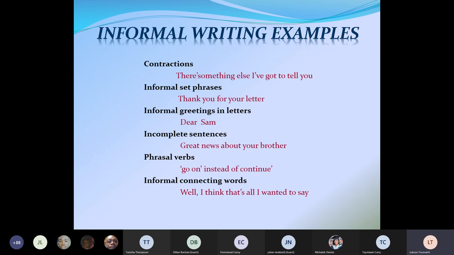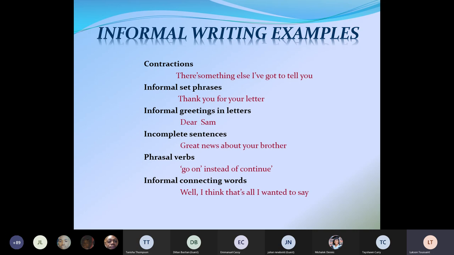This is okay when you're writing that letter to your friend. You can use these things because the relationship is not a professional relationship. So there's something else I've got to tell you, that contraction there would be okay. But if it's that formal letter, then you wouldn't want to have that there. So we have informal set phrases.